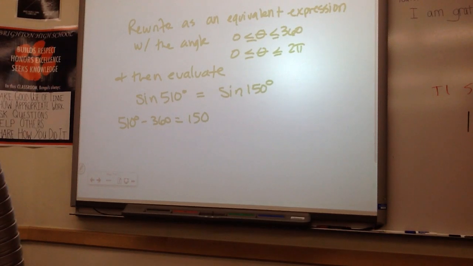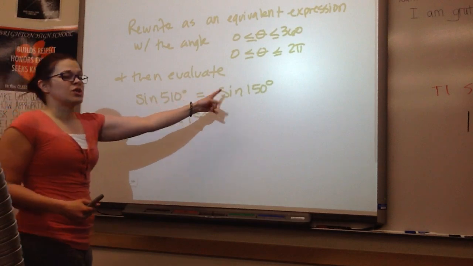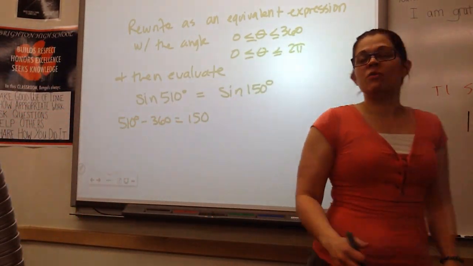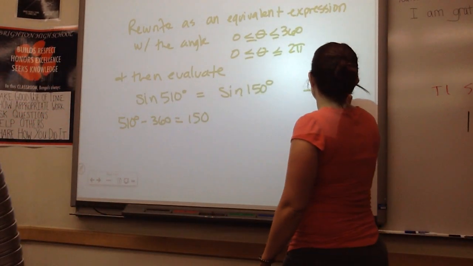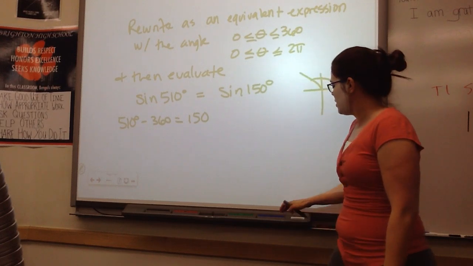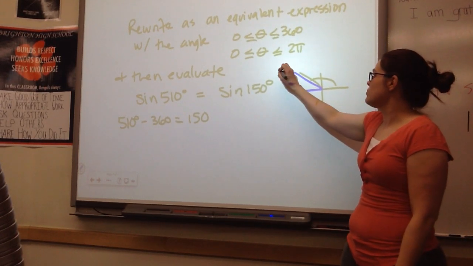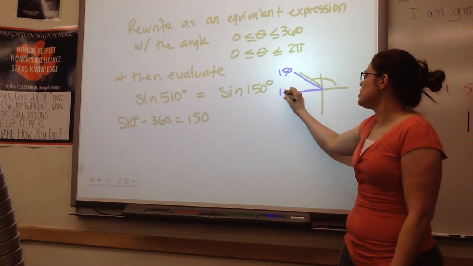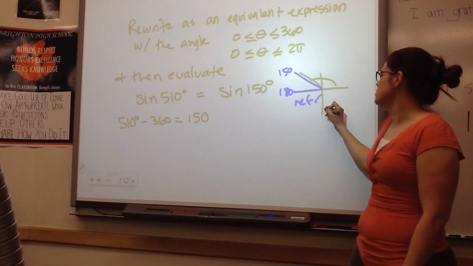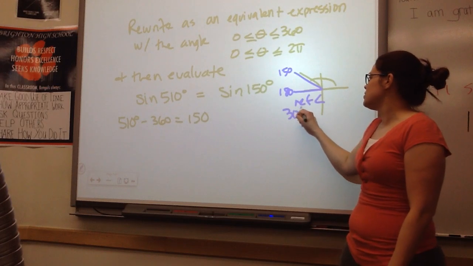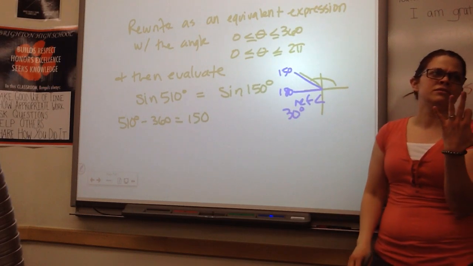The trig values are the same for all coterminal angles, right? So these are equivalent. So if I want to find the sine of 150, 150 is here. Again, your reference angle goes to the x-axis. So if this is 150 and this is 180, that means our reference angle is what? 30 degrees. So then we put down our 30-degree finger.